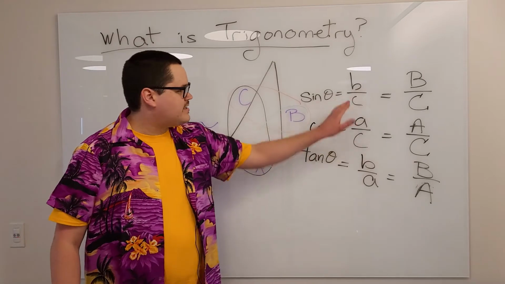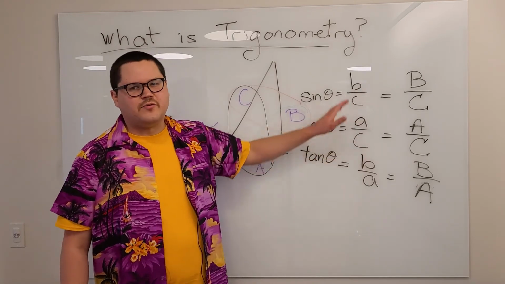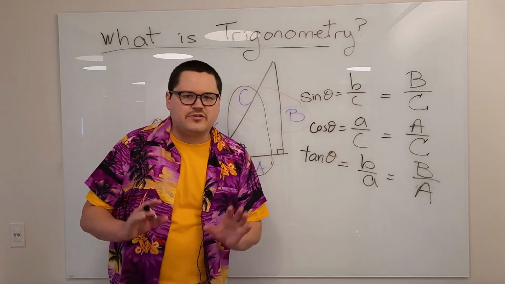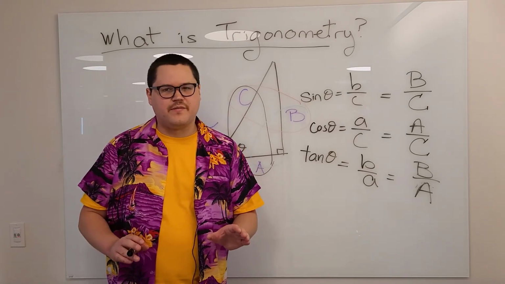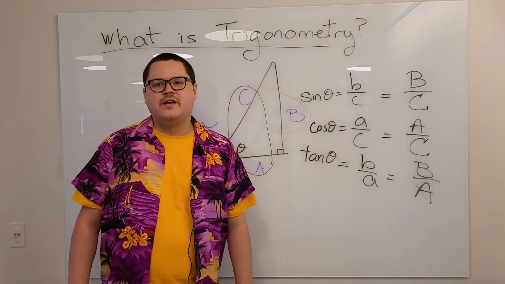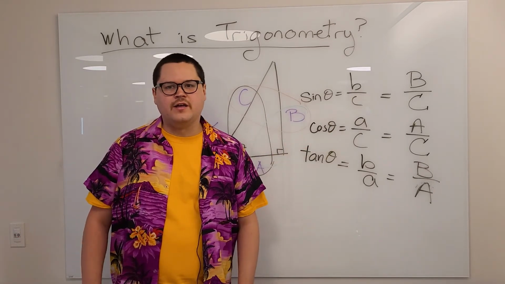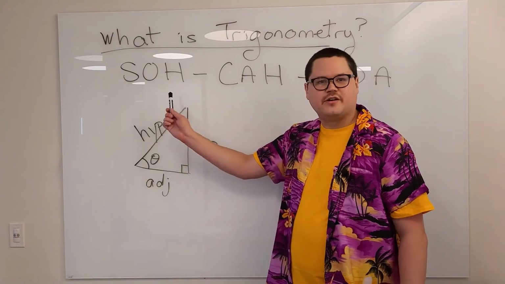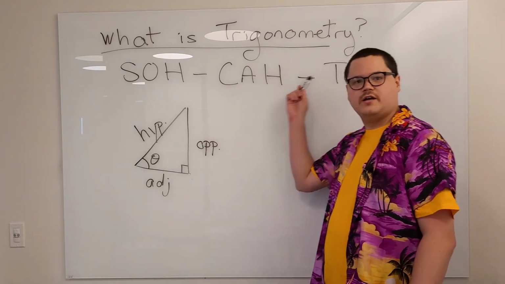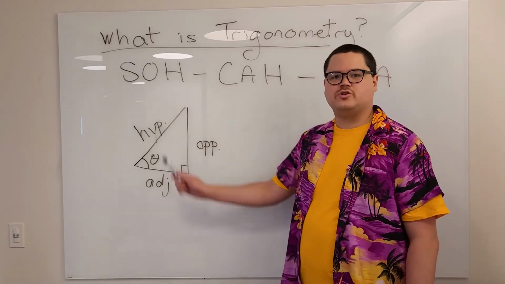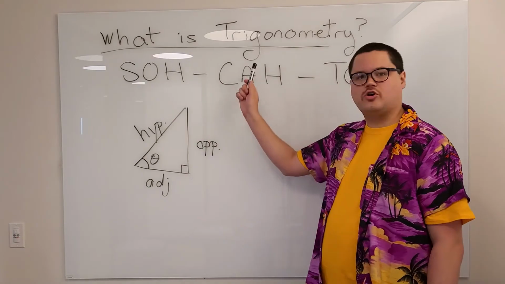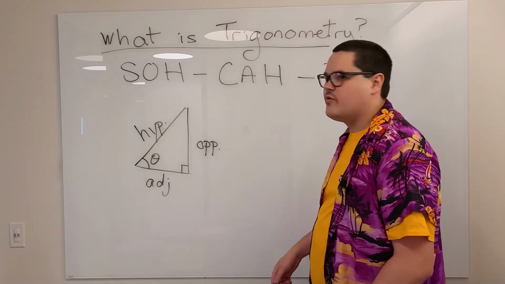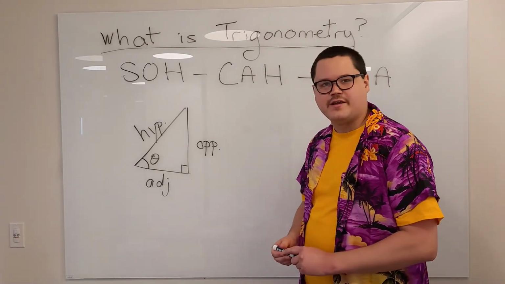Now, these three ratios, they're a little bit hard to remember with A, B, and C. So Trigonometrius also developed a magical incantation that allows us to remember these ratios. It's called SOH-CAH-TOA. Let me show you. So this is the magical incantation invented by Trigonometrius. SOH-CAH-TOA. Now, what do these mysterious letters mean?